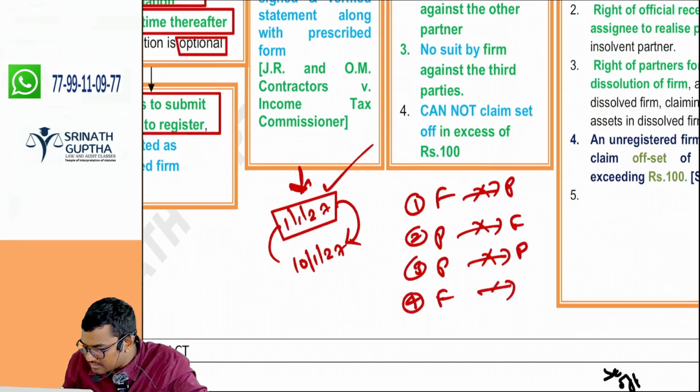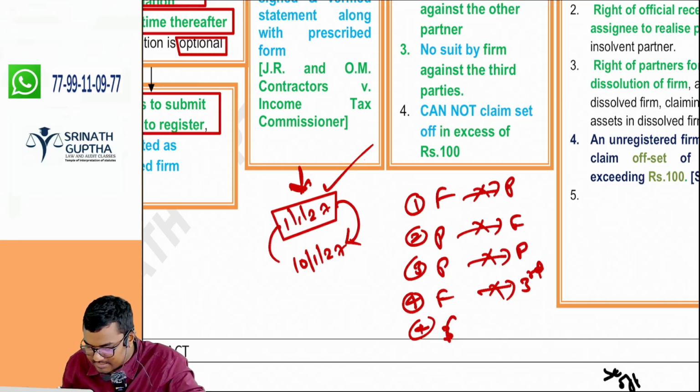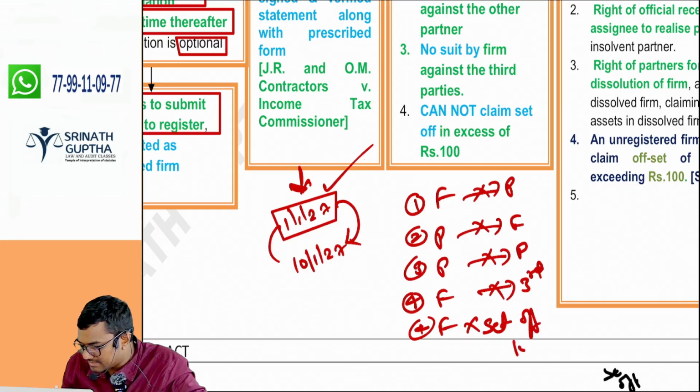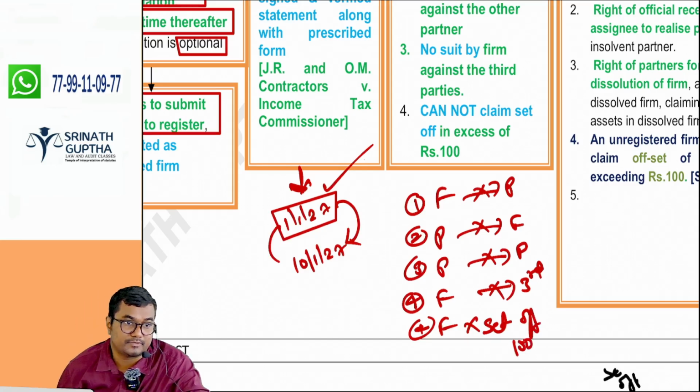The firm cannot sue a third party. And the firm cannot set off an amount exceeding 100 rupees. Up to 100 they can set off even if it is not registered.